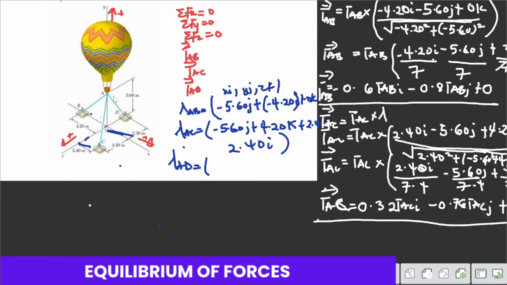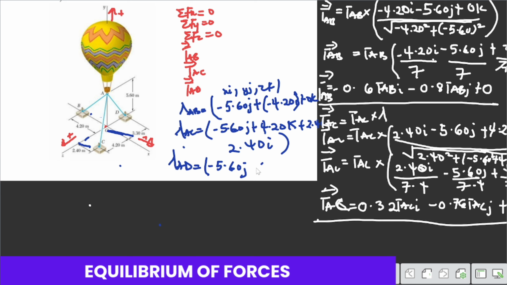So let's do it. This side becomes negative 5.60, in the y direction, so J. Then once it comes here, it's moving in the z direction, but in counter form, that is negative. This is positive, this is negative. Once it is moving opposite to this side, that means this becomes negative. So it becomes negative 3.30K, because it's in the z direction.